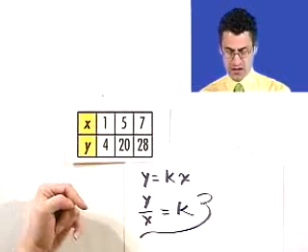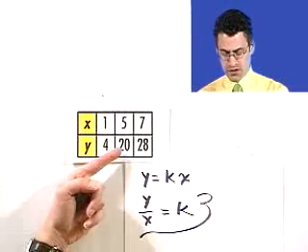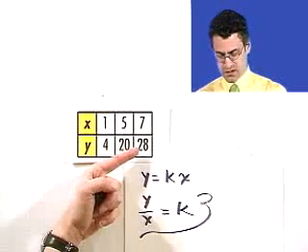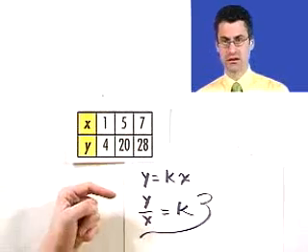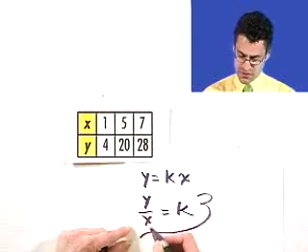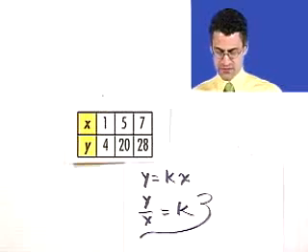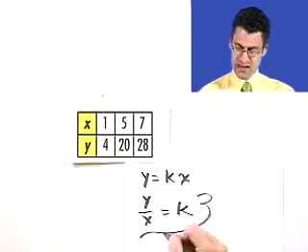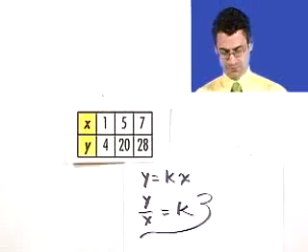4 over 1 is 4. 20 over 5 is 4. 28 over 7 is 4. So in fact, what I see here is that these quotients are always constant. I'm thinking direct variation. In fact, not only direct variation, but I'm predicting that the k is going to be 4. Let's try another example.